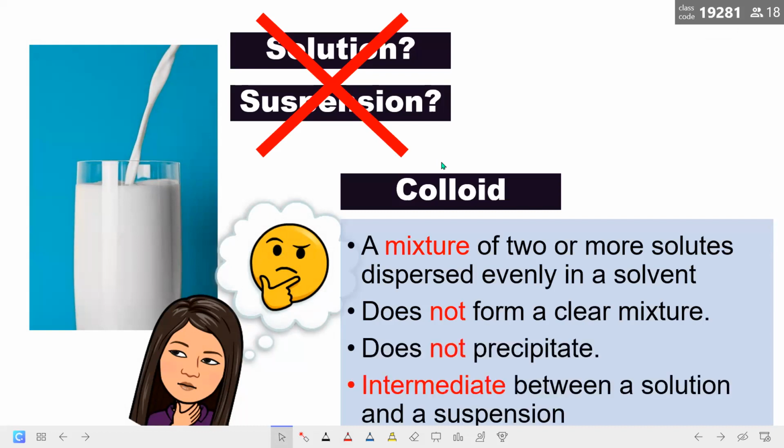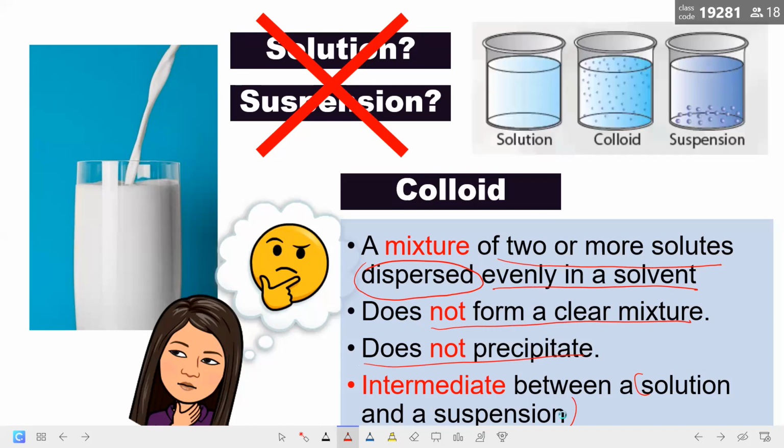A colloid is when I have two or more solutes dispersed evenly in a solvent and I don't get a clear mixture. See, milk is not clear, but I don't get a precipitate as well. So a colloid is an intermediate between a solution and a suspension. It's not settling down, nothing is suspended, but it's also not clear. So it's called a colloid.